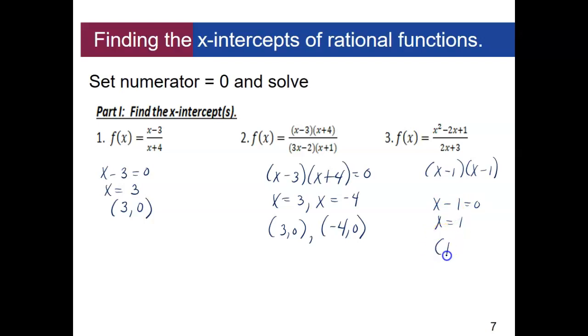So I'm going to get (1, 0) as the x-intercept. So whether it's factored or not, you need to go ahead and factor it, get it to its factored form, and then set each of the numerator factors equal to 0, and that will give you your x-intercept.